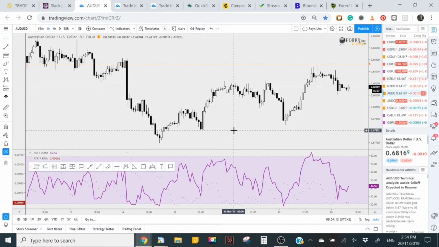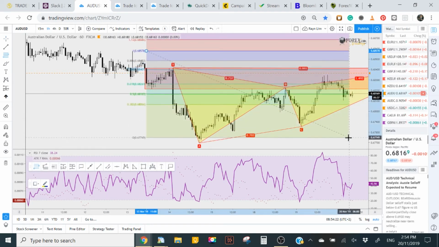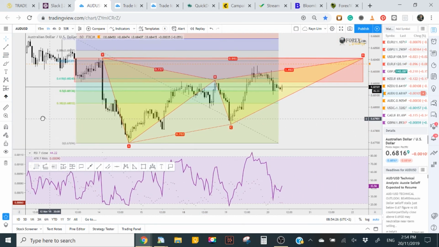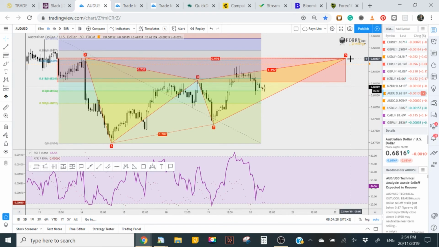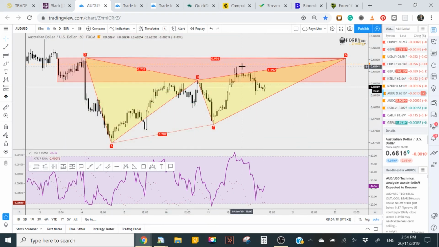Excuse me. Have you spotted the pattern? Let me see. It was spotted by the system, to be honest. Alright, but anyway, a Gartley pattern completing at a much higher price. So I think I spotted the same Gartley pattern at 68.41. Alright, but there was a pattern completed here.